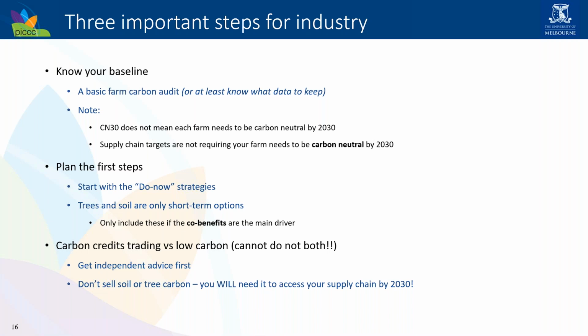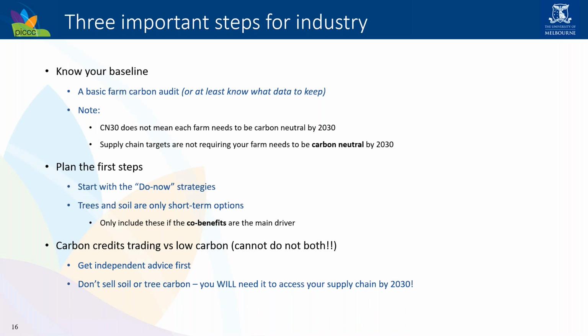To note there that the CN30 goal from MLA doesn't mean that each farm needs to be carbon neutral by 2030. That is a cross-sector goal, so it's not cross-sector, it's within the sector, but it's across all farms. So some farms will find it easier to be carbon neutral than others, and so the idea is that they're looking across the industry and trying to get to that carbon neutrality point by 2030.